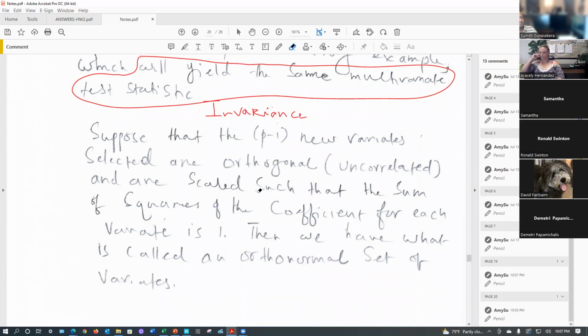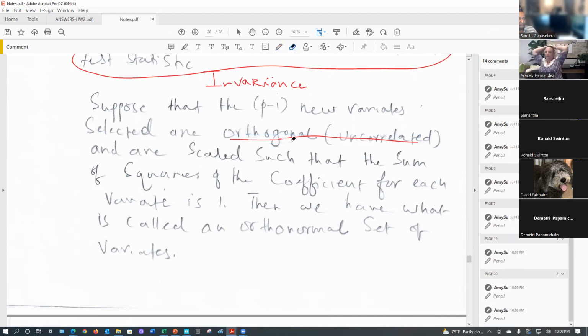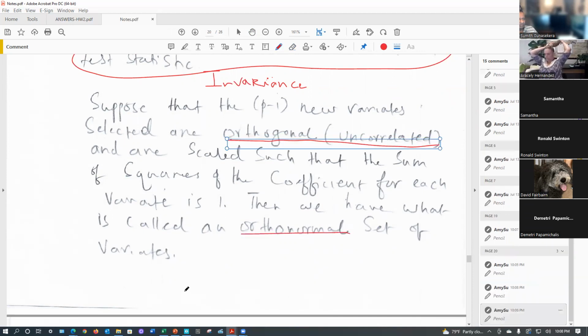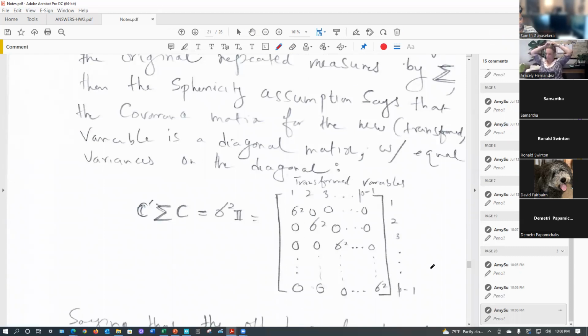It's called orthogonal. Now scale in such a way that the sum of squares of the coefficients for each variate is 1. If you take the coefficients and square them, for each variate, they will sum to 1. Then we call it orthonormal. You don't have to worry about how the transformation is done. Think about this: no more correlation. On the other hand, the main diagonal of this matrix should carry the same variances, called homoscedasticity.